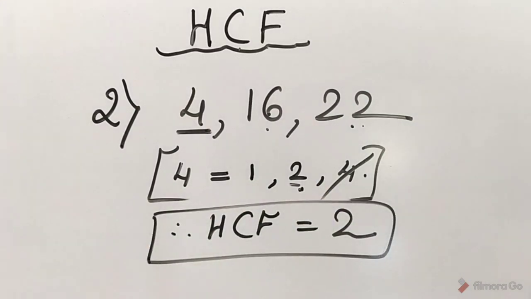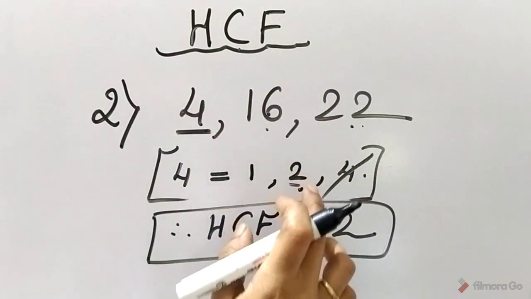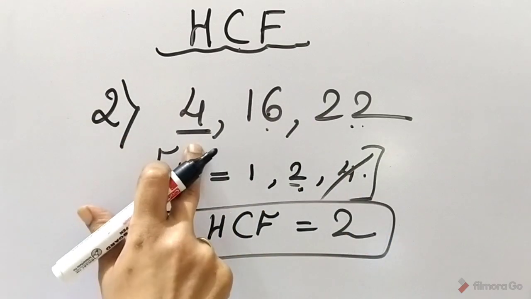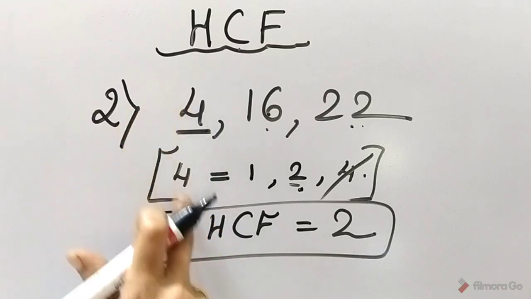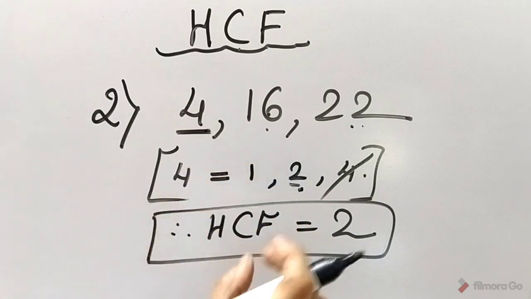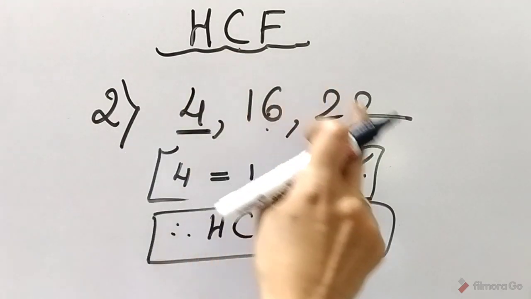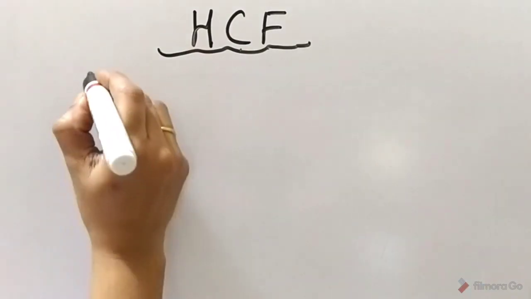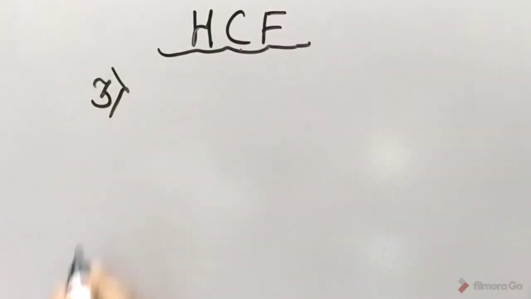So when such type of numbers will come in the group, and if you cannot divide all the numbers with the smallest number, then you have to find out the factors for the smallest number, and from those factors you have to select the number with which you can divide the remaining numbers from the group. Let's take one more example to clear your confusion regarding HCF.